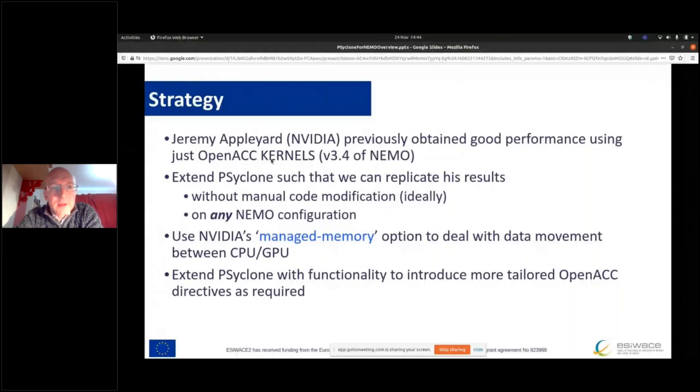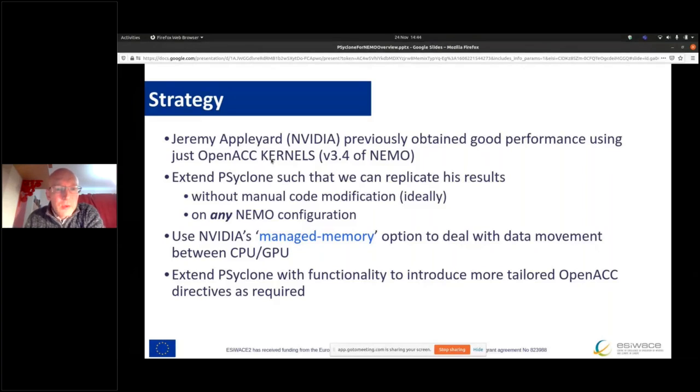So the idea that we wanted to take forward was to use Cyclone to replicate what Jeremy had done, but obviously to do it automatically without any manual modifications. And once you have the power of being able to do it automatically, then ideally you can do it to any NEMO configuration, no matter what particular science modules you're using.